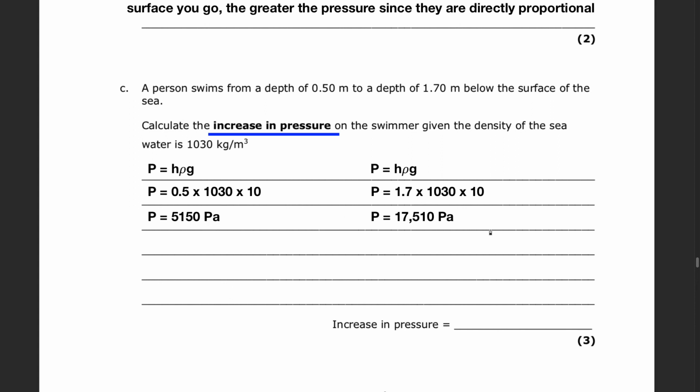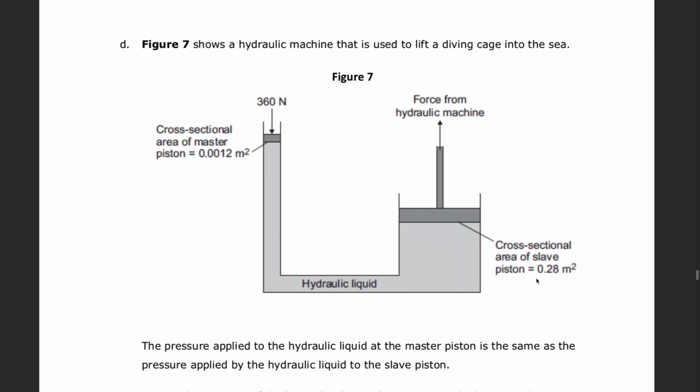We cannot stop here, because we've been asked to find the increase in pressure, not just the pressure. And in order to do that, we have to find the difference between 17,510 and 5,150, which means we simply have to minus. So the increase in pressure is 17,510 minus 5,150, which gives us an answer of 12,360 pascals.